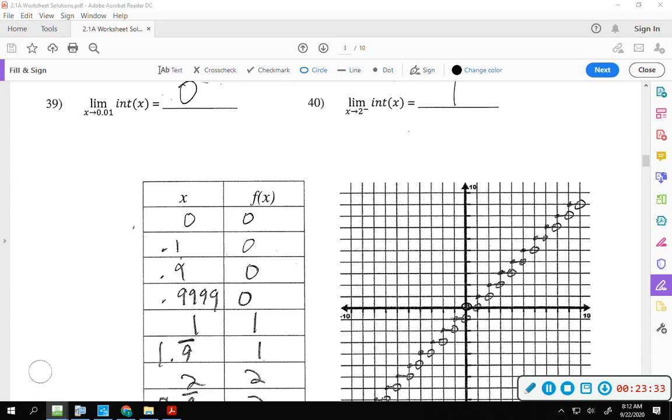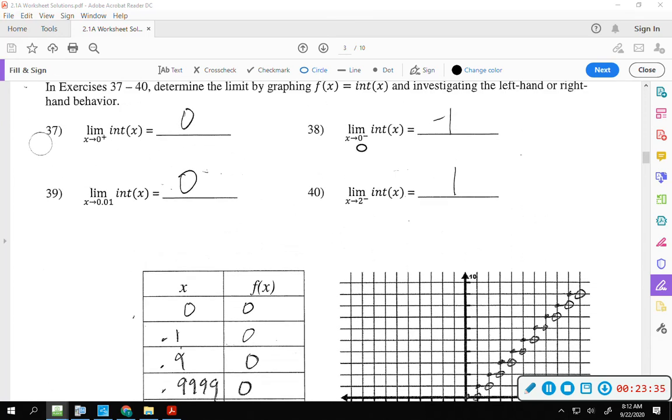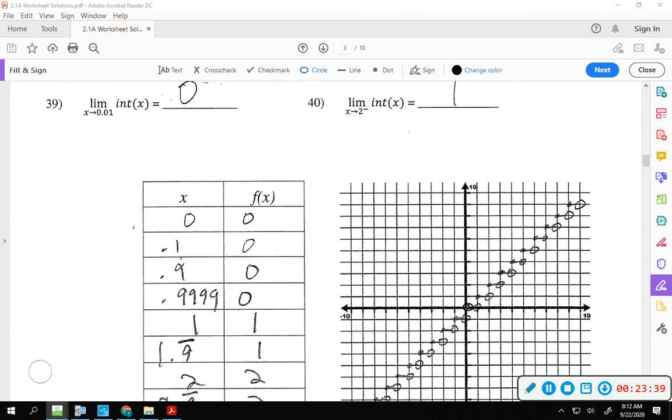Good? What about the limit as x approaches 0 from the left? Now I've got to start to the left of 0. My y value is negative 1, negative 1, negative 1. It's actually getting closer and closer to negative 1.